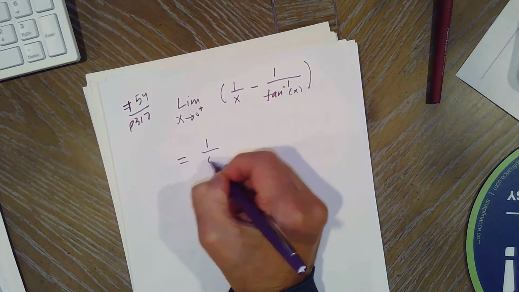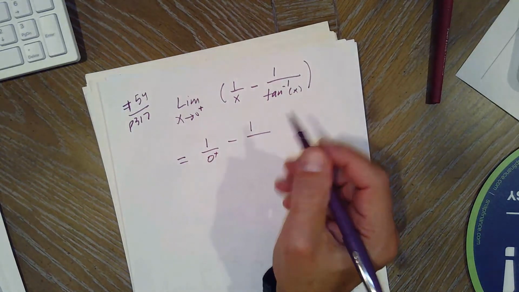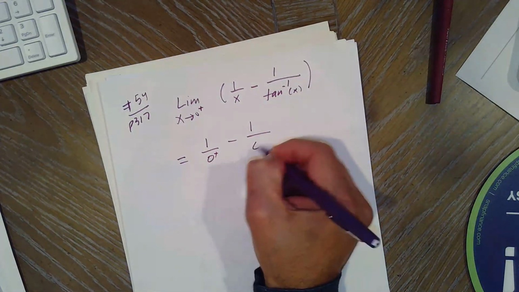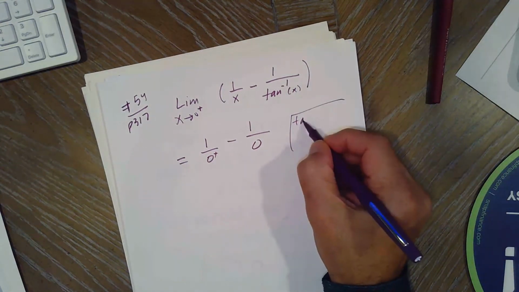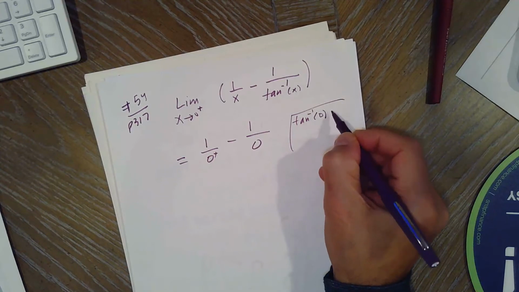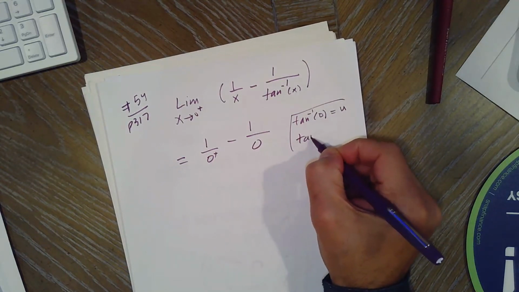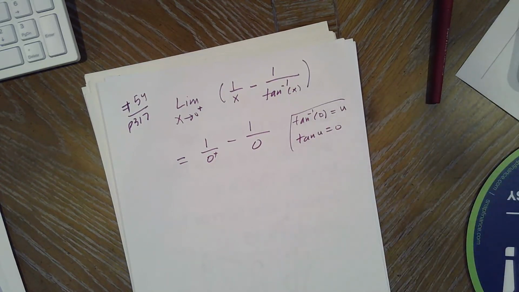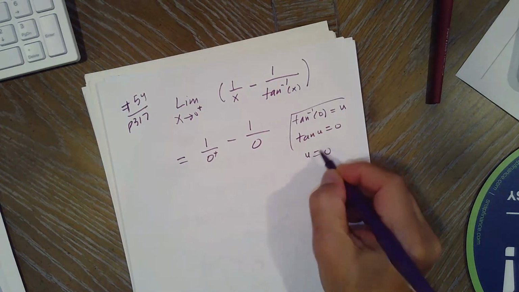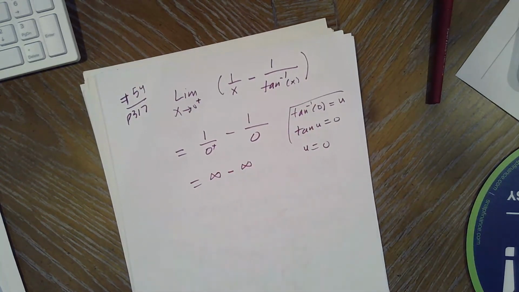So it's 1 over 0 minus 1 over tangent inverse of x, which is also 0. How? Because tangent inverse of 0, if we let this equal u, then tangent u equals 0, and you're looking only from negative pi over 2 to pi over 2, so u has to be 0. That's where this came from. So you get infinity minus infinity. Okay, and that's why it's indeterminate.